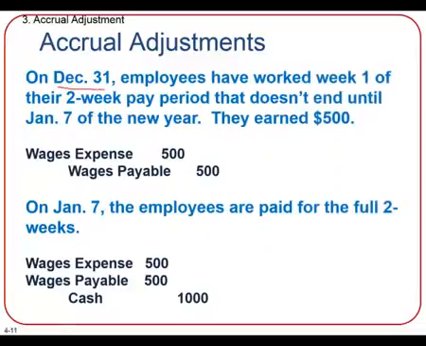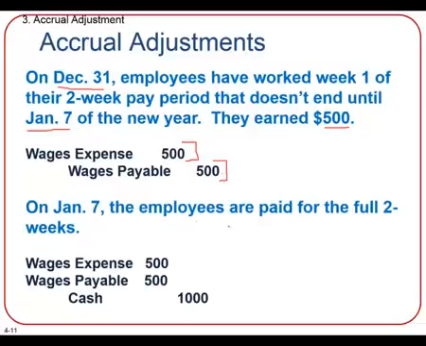On December 31st, employees have worked week 1 of their 2-week pay period that doesn't end until January 7th of the new year. They earned $500. So we want to recognize that expense. We want to recognize that they have earned $500. It's an expense to us. We're going to have to pay them. And because we're going to have to pay them, it's a liability to us, and that's a payable. So our expense, and expenses have a debit balance. That's just one of those things you'll have to memorize from Chapter 3. Expenses go up, it's a debit. And of course, we know our liabilities go up, and that's our credit.